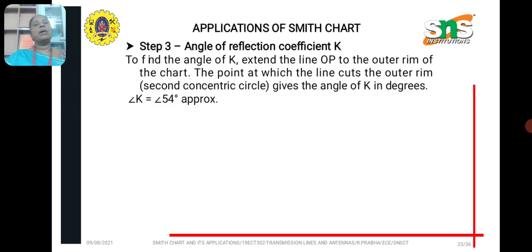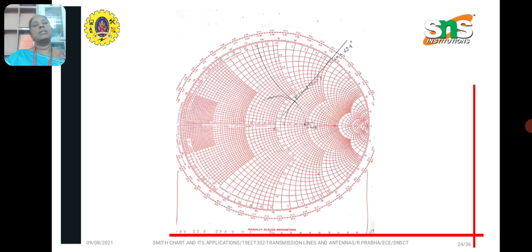And in the third step, the angle of the reflection coefficient is obtained by extending OP to the outer rim of the chart. The point at which the line cuts the outer rim, that is the second concentric circle where the reflection coefficient angles are given, gives the K value in degrees. So here the angle of K is approximately 54 degrees.